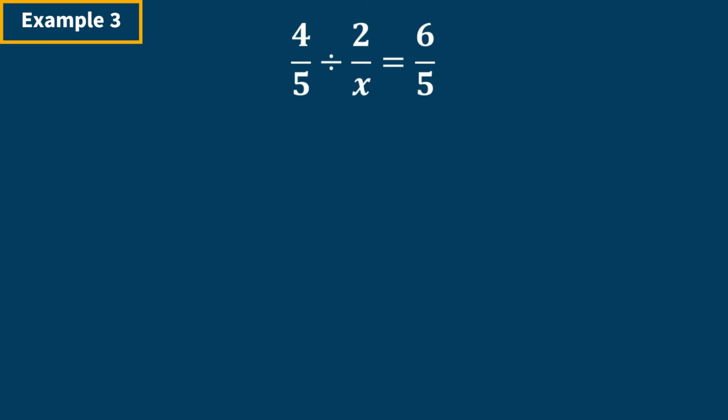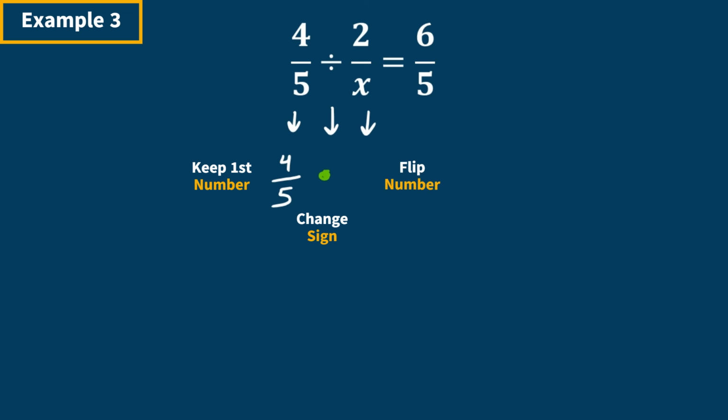Example number 3, we want to solve this problem right here. So we're going to be doing the keep, change, flip method again. The first fraction here, we keep it. So it's going to be 4 over 5. We change the division sign into a multiplication sign. And I'm going to go ahead and put a green dot again to represent that. And then we flip the second number here. So 2 over x is going to become x over 2. And that's going to be equal to 6 over 5.